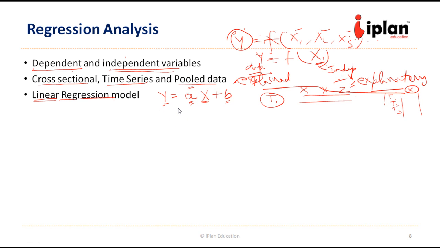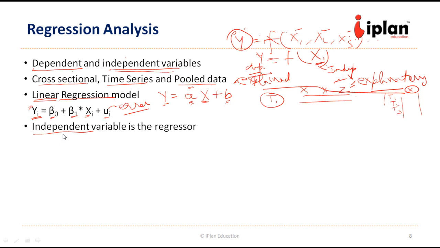So here we are talking about the whole population. So we can represent it like this also. Yi is our dependent variable, beta 0 is the intercept coefficient, beta 1 is the slope coefficient, xi is the independent variable, and ui is the error term. The independent variable xi is also called the regressor. So we have a single regressor here.